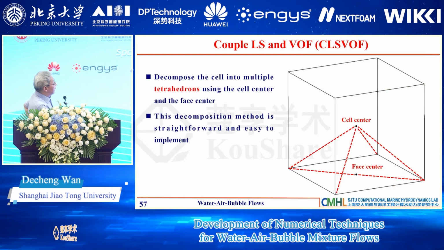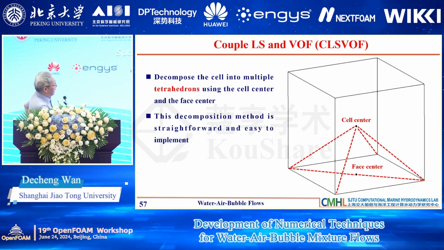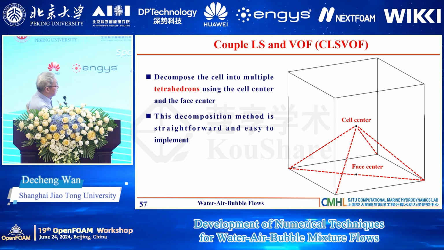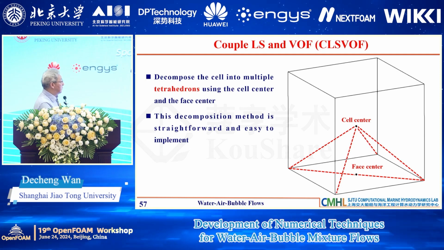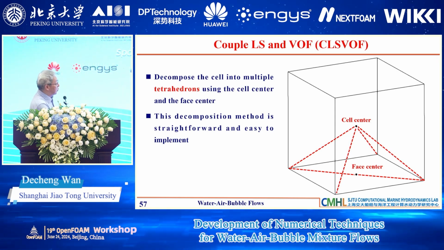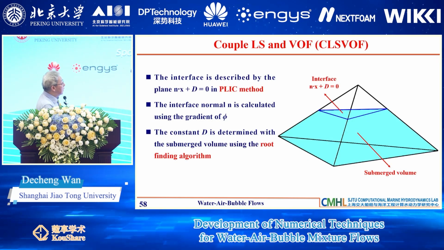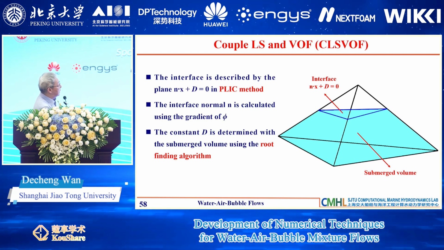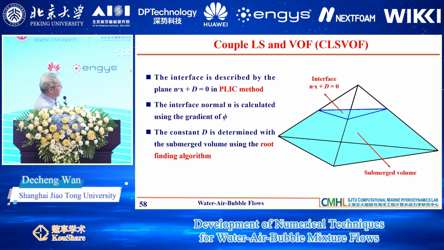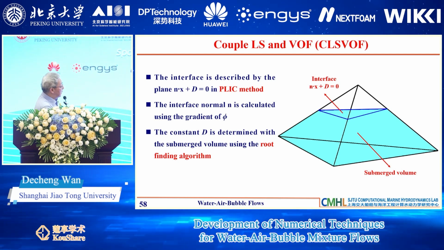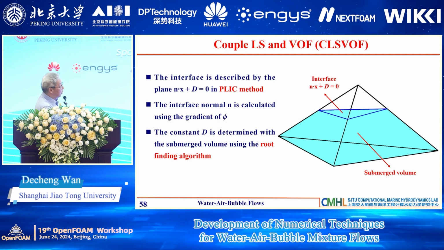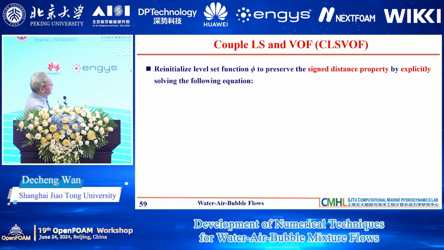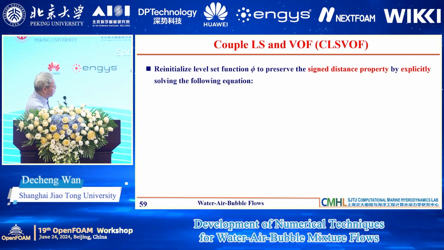And then we can discretize this one cell, the cell center and the face center, and so this is very easy to implement. And also you get the interface in the PLIC. So you can do it like this, right? Then we can get the gradient of the phi, and then we can get the constant d. So always use this function. You see on this cell, then we can do the initialization.